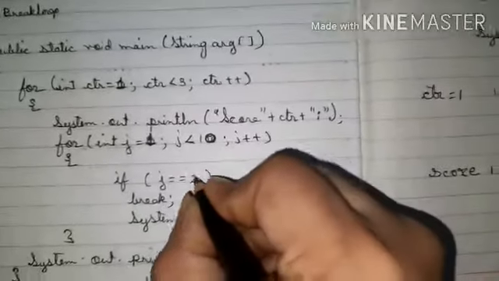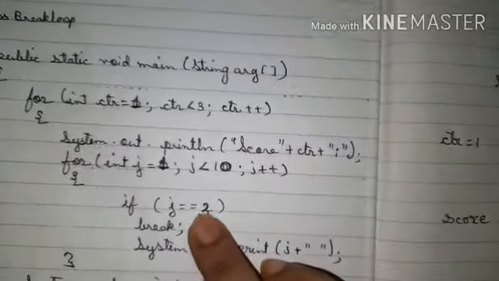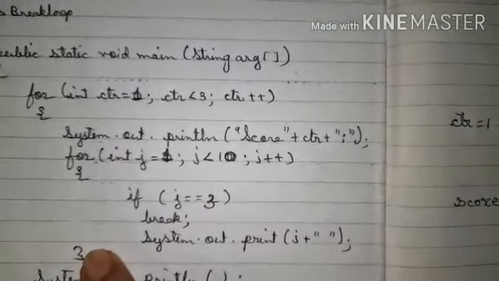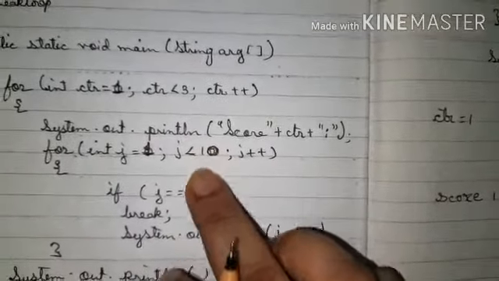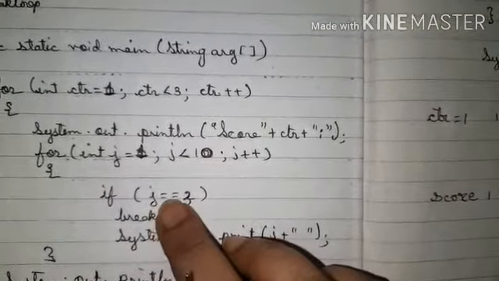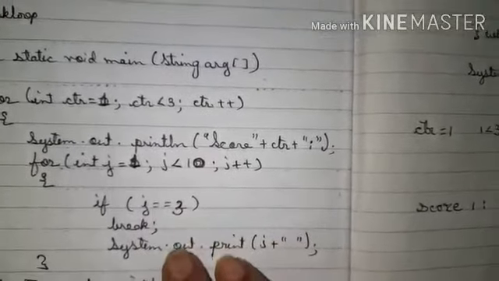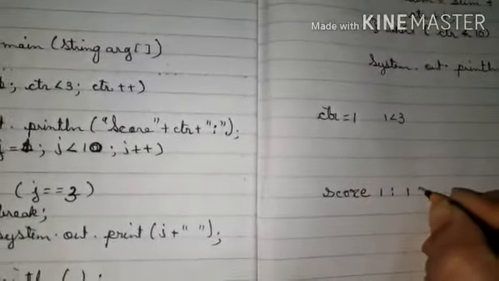So instead of 1, let's take 3. It will be better. Then here when J will come, J becomes 2. So 2 is less than 10, condition is true. So it will come here. So J is equal to 3. So condition is false. So it will not come here. It will come to this statement and it will print 2.